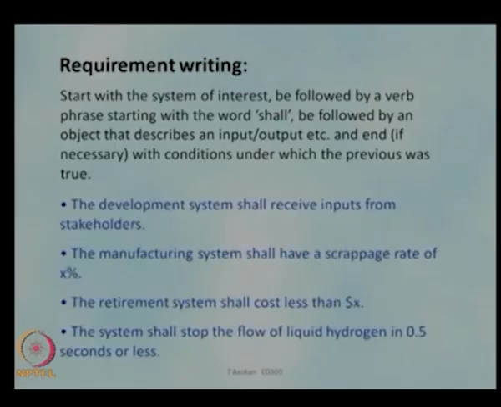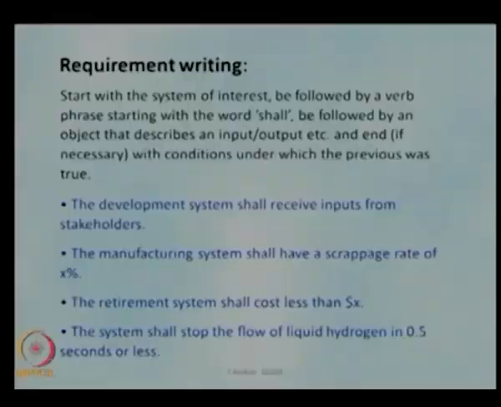For example, you can see here I am writing that the development system shall receive inputs from stakeholders. We are talking about a system where the development phase is being discussed, so we should say this development system shall receive inputs from stakeholders. That is a requirement statement. The system should be capable of accepting whatever inputs are there, and that is the one requirement. Similarly, the manufacturing system shall have a scrappage rate of X percentage, or whatever percentage you want.